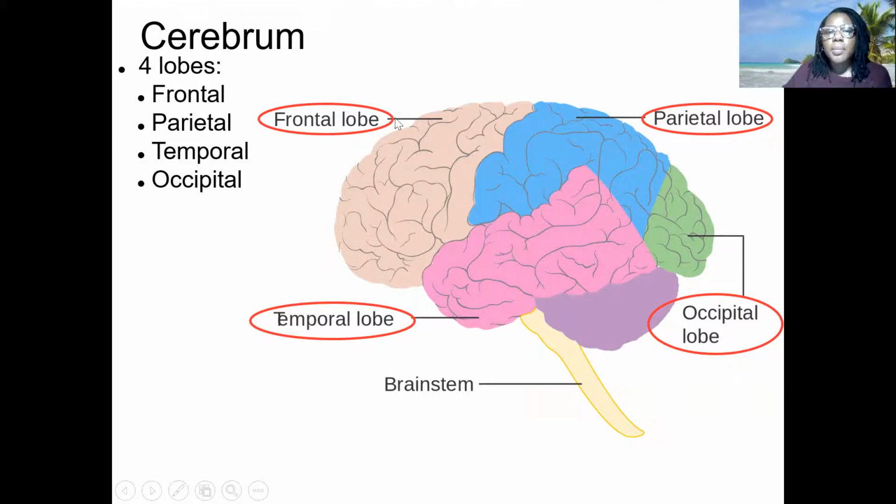The frontal lobes are going to be on top and in the front. The temporal lobes are going to be on the side. The parietal lobes are going to be the very top and in the center. And then the occipital lobes are going to be posterior most, right on top of the cerebellum.